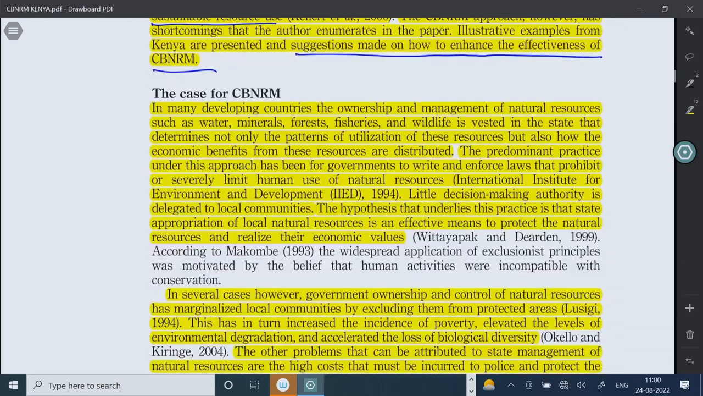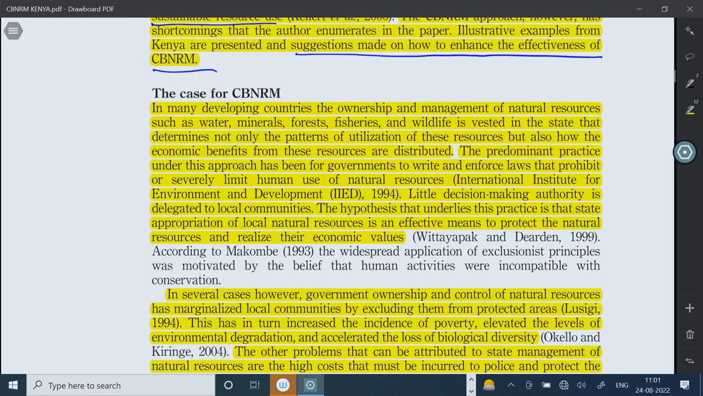Now, let's take the case of CBNRM in a location in Kenya. As I said, you will find a lot of similarity in many places in our country, especially in Northeast India. In Northeast India, as you know, it is a hotspot for biodiversity, and we have many forests which are announced national forests and so on and so forth. So that means they are taken under government jurisdiction.